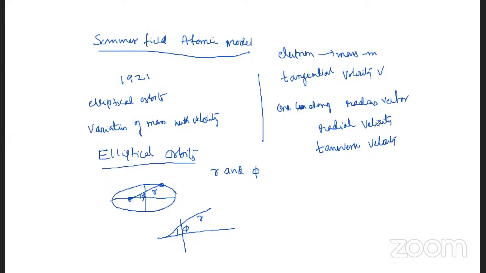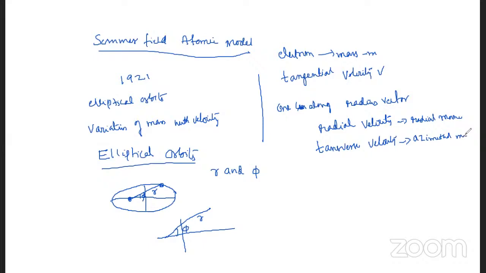Corresponding to these velocities, the electron has two momenta. The one along the radius vector, corresponding to the radial velocity, is called the radial momentum. And the other, perpendicular to the radius vector, due to the transverse velocity, is known as the azimuthal momentum.